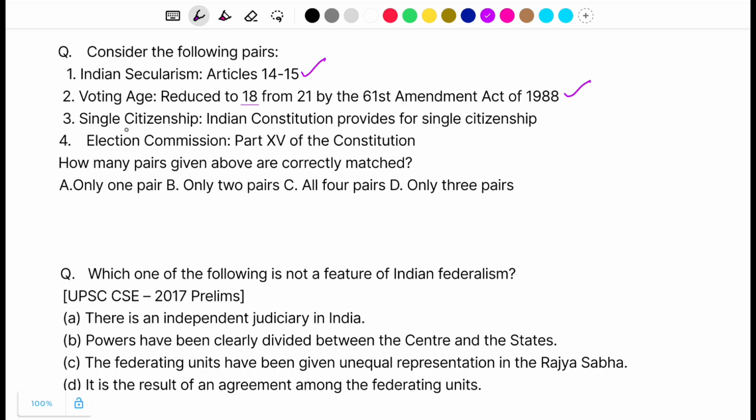Single citizenship. Yes, absolutely. The Indian Constitution provides for single citizenship. Yes, this statement is also right. Election Commission, Part 15 of the Indian Constitution. Yes, I have told that Articles 324 to 329 were present in Part 15 of the Indian Constitution. Yes, this is also right. We have discussed all these points. Thank God. So all four pairs are correct. Option C.